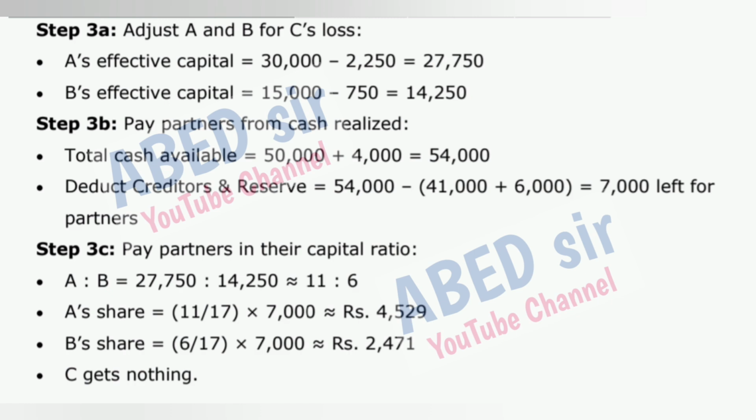Step 3C. Pay partners in their capital ratio. A:B is equal to 27,750:14,250, which is 11:6. A's share is equal to 11/17 times 7,000, which is 4,529 rupees. B's share is equal to 6/17 times 7,000, which is 2,471 rupees. C gets nothing.